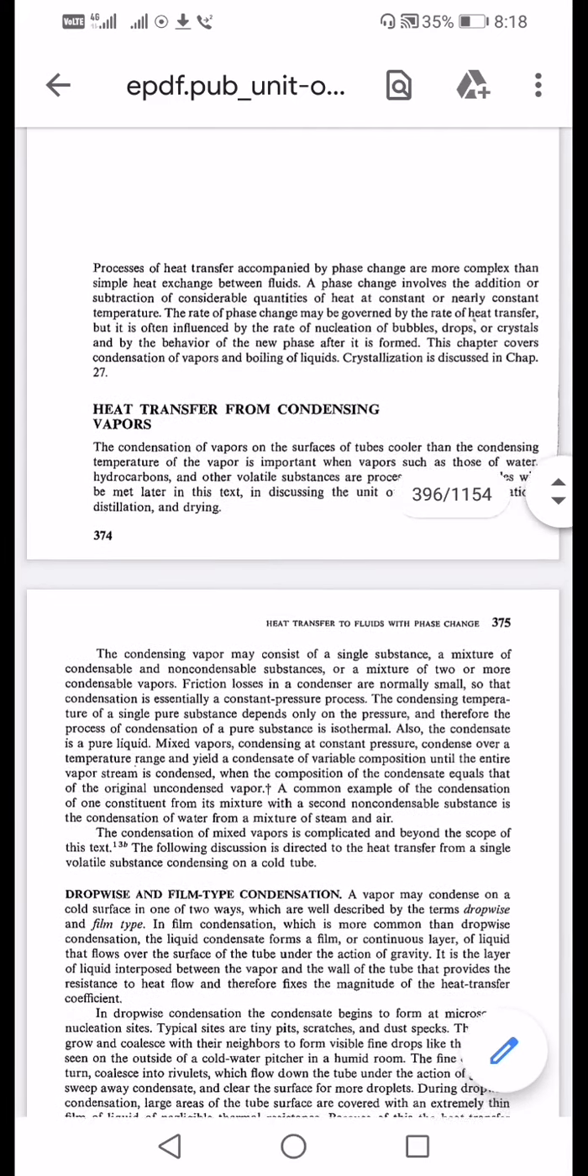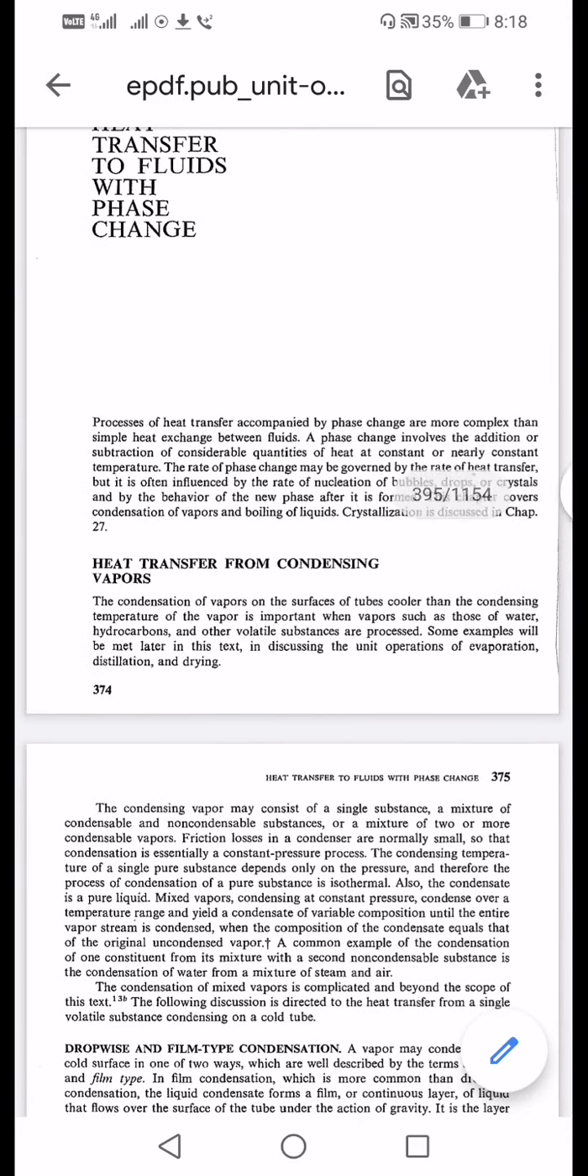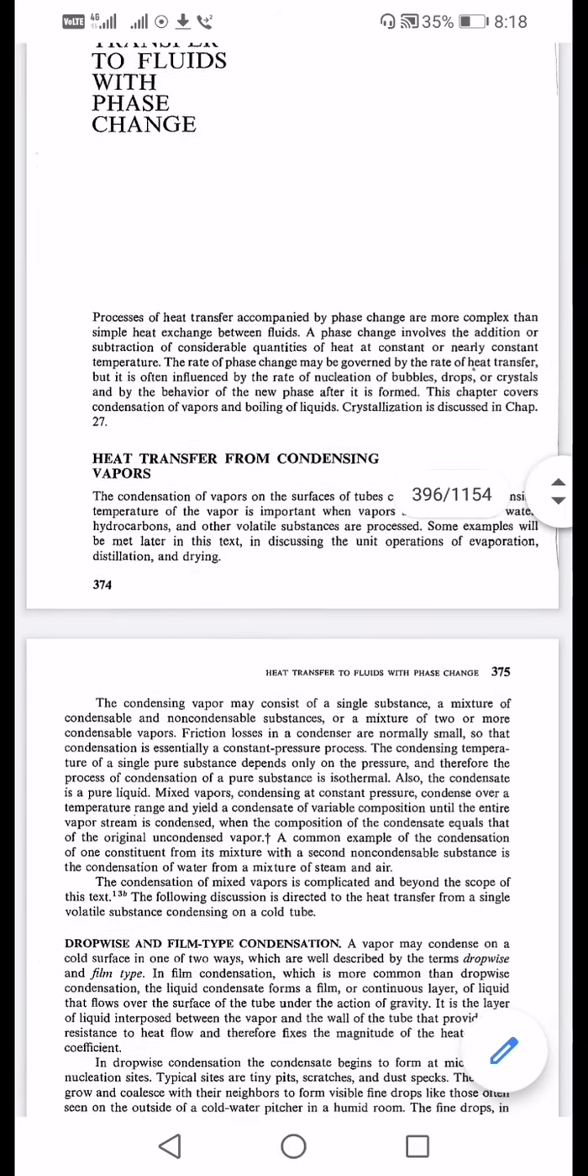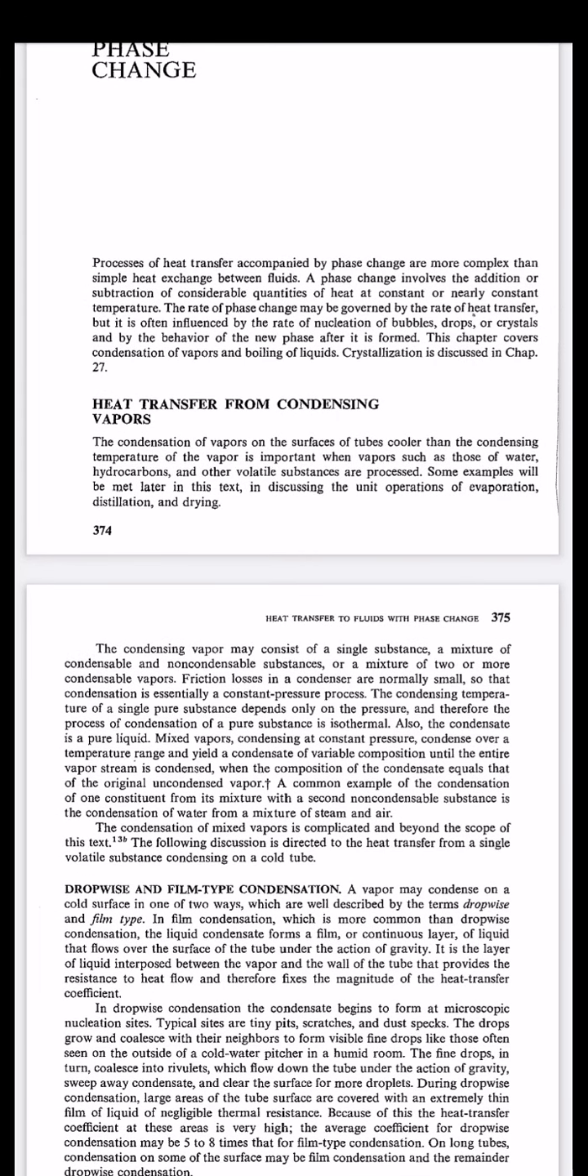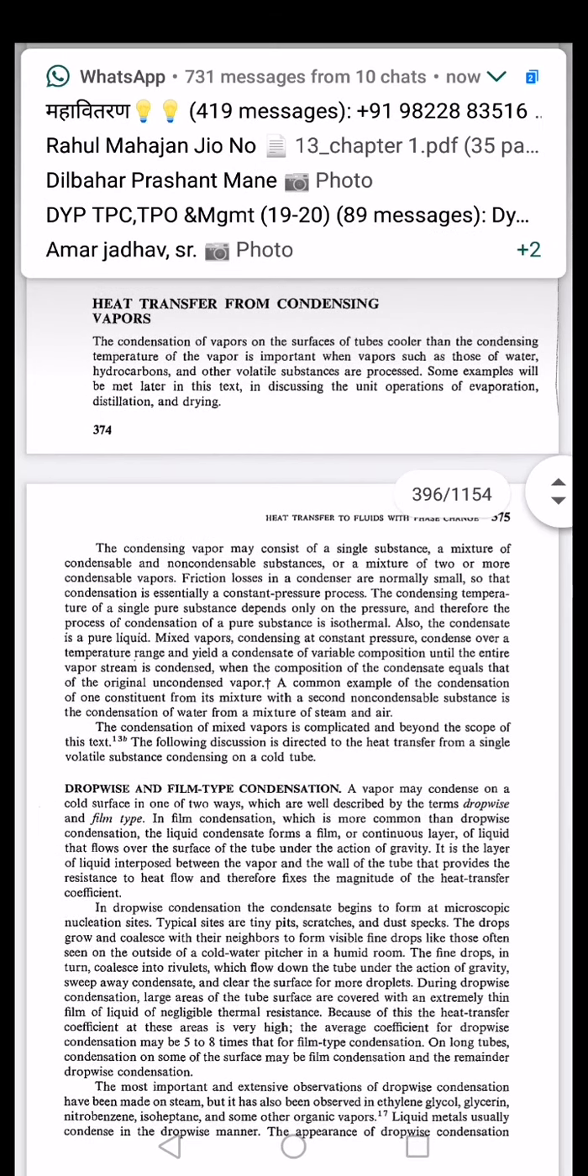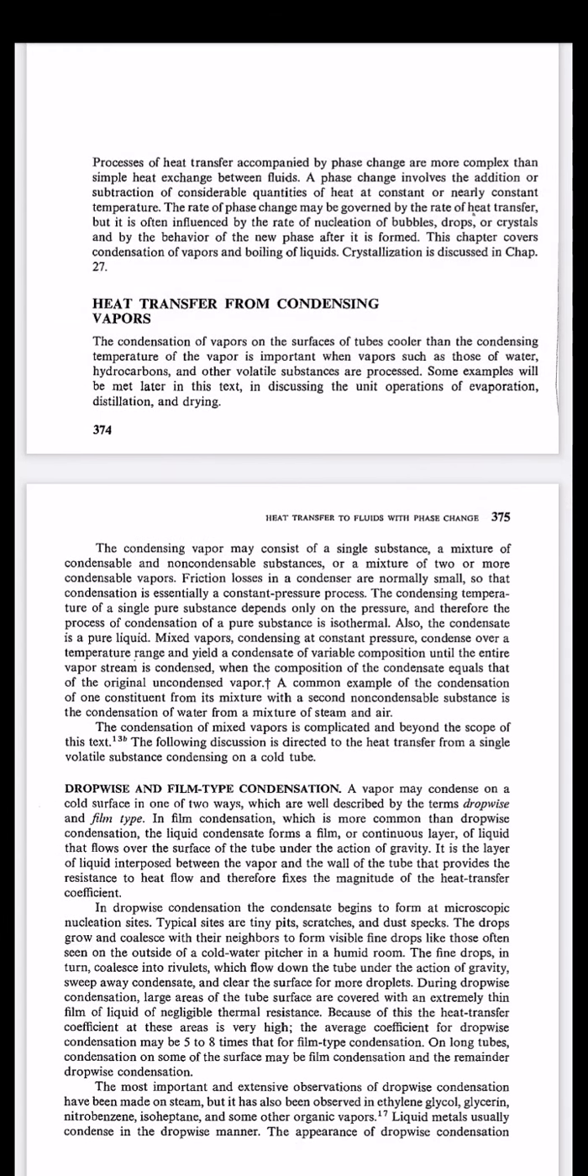Basically crystallization also comes under this chapter, but it has been covered in mass transfer, so later on you can learn about it. So heat transfer from condensing vapors is the first subtopic for us, where the phase change is very simple: due to heat giving or heat taking, the phase transfer takes place.